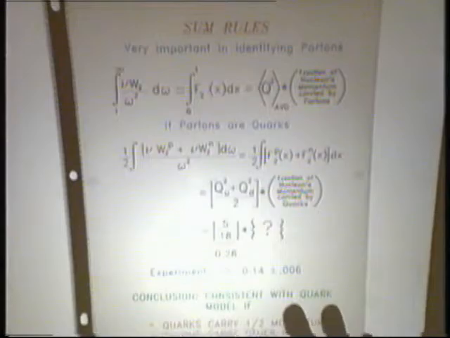if you take nu W2 over omega squared, this is done in the old-fashioned terminology, and integrate over omega, this is equal to the integral of F2 of x dx. And it gives you the mean squared charge in the nucleon times the fraction of the nucleon's momentum carried by all the partons. And if partons are quarks, it had a very simple answer. It became equal to the up charge squared plus the down charge squared over 2 times the entire fraction of the nucleon's momentum carried by the quarks.